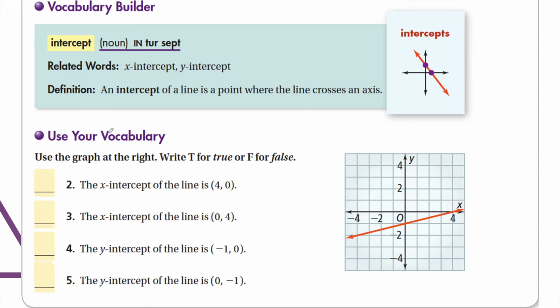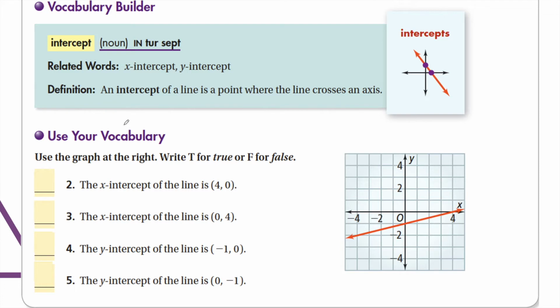You can kind of think about this as in football. If a person were to intercept the ball, it's because they got in the way of the ball getting to the wide receiver, and they were able to intercept that ball because they were there to intercept the path that the ball was going. So we're going to use the graph on the right to write T for true or F for false.